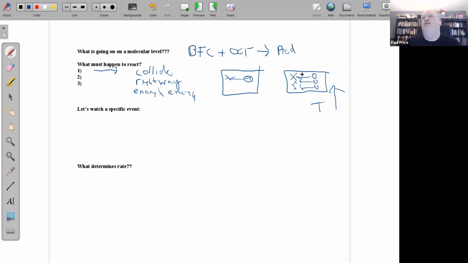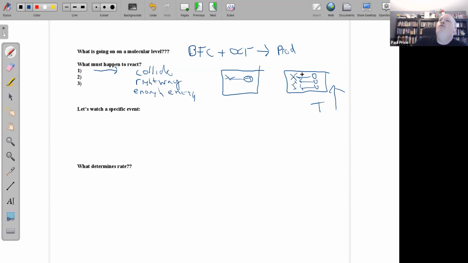And you need to collide with enough oomph to start breaking bonds and start the chemical bonding process, as you break some bonds and then make new bonds. So really, you've got to collide. Those collisions have to be the right way, and they have to have enough energy, okay? So that's what's going on at a molecular level.